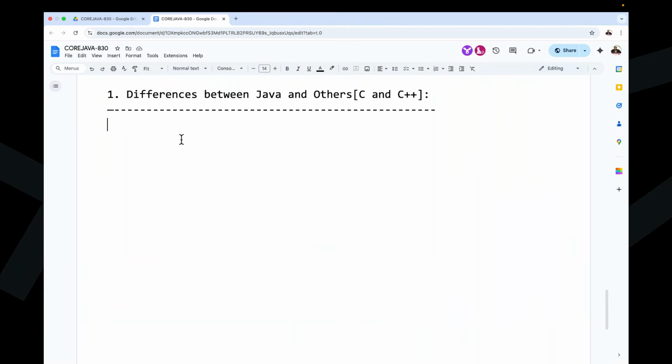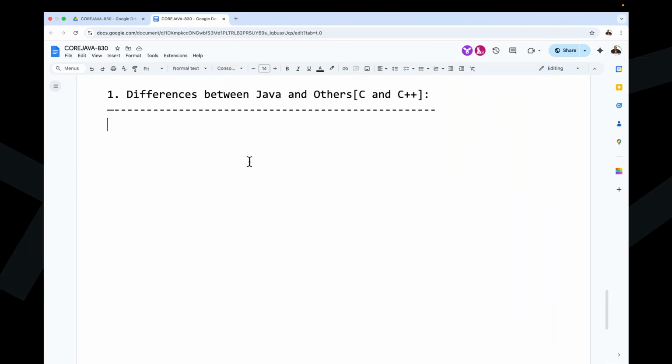Now coming to the content here. To show the difference, to show that point actually: Java is different from C and C++. C and C++ are not mandated to learn Java. To show this particular point, I've taken the topic name differences between Java and others. That is the main intention of taking this particular topic.